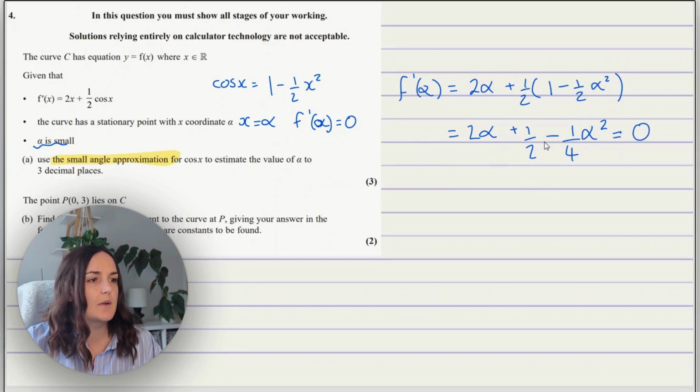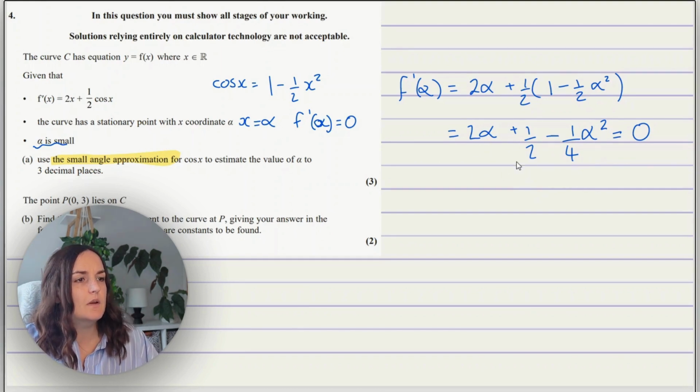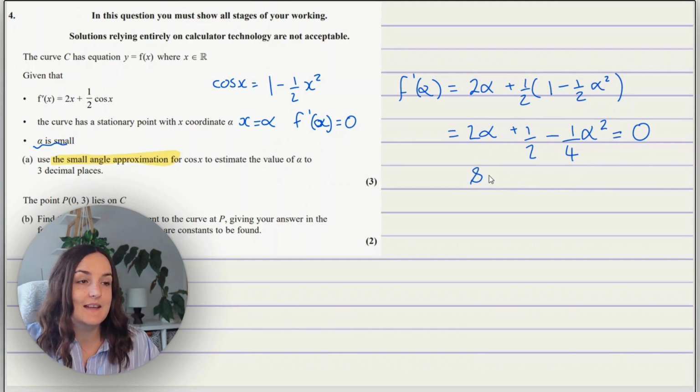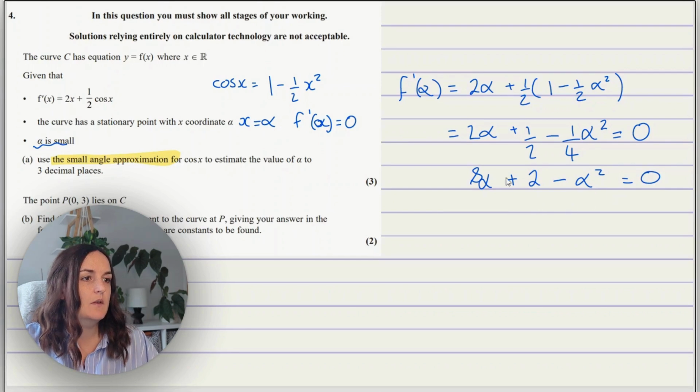Now, this looks a bit horrible, but it is a quadratic. We've got a squared term and a non-squared term and our constant. So I'm going to multiply everything by 4. So we get 8 alpha plus 4 divided by 2 is 2 minus alpha squared equals 0. I'm going to multiply everything by minus 1. That gives us positive alpha squared plus 8 alpha plus 2 equals 0.